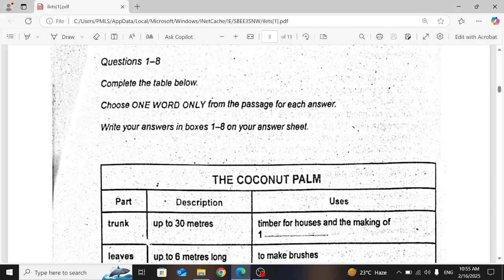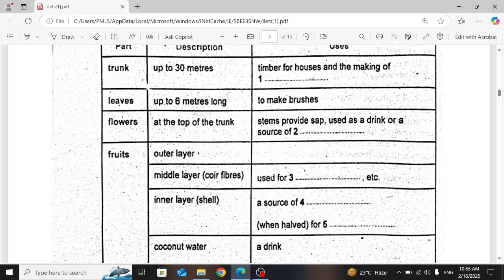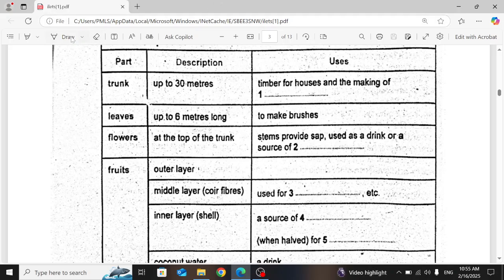So question 1 to 8, complete the table below. Choose one word only from the passage for each answer. We have been given boxes and we have to fill those boxes with only one word from the passage. So in the table we have given trunk whose description is up to 30 meters and its use is timber for houses and making of. So why trunk is used, we'll figure out when we read the passage.